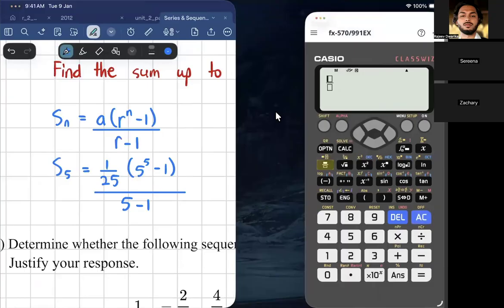Imagine having a Sharp, guys. Zachary, you don't have a Sharp, right? Okay, good.